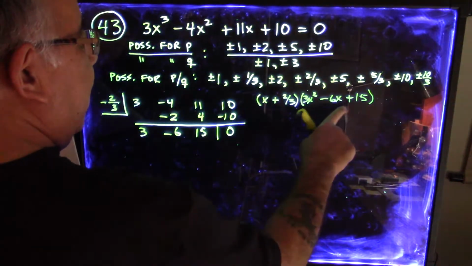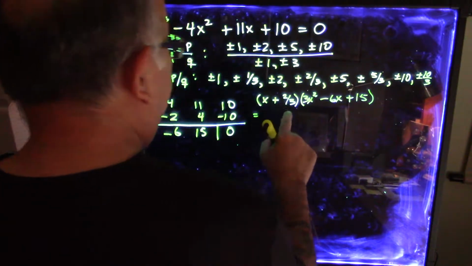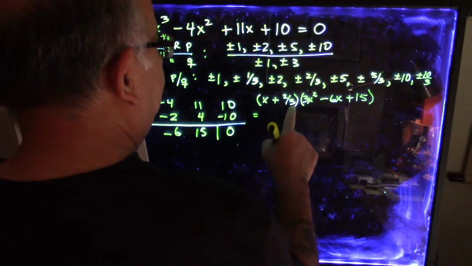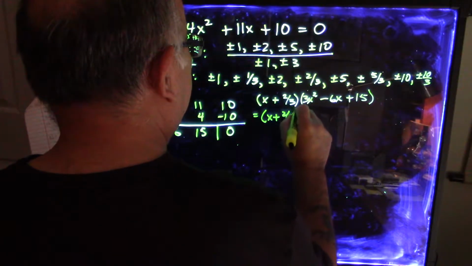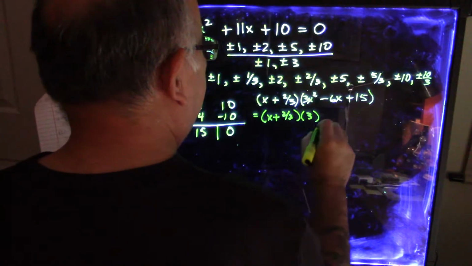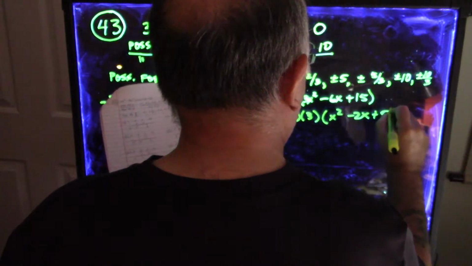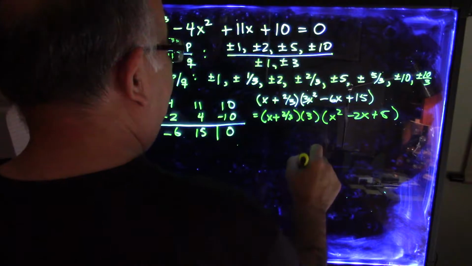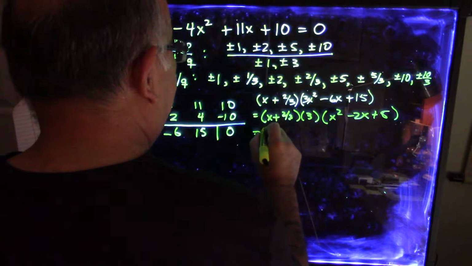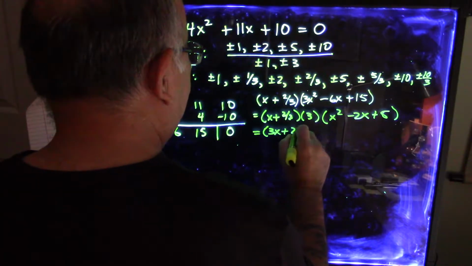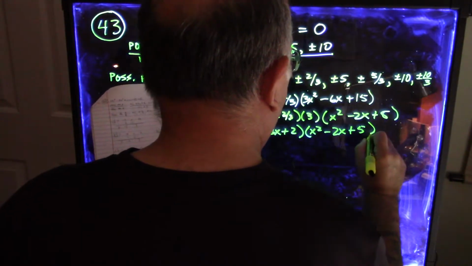Now I can see there's a common factor of 3 in this second polynomial here, so we can move that out and multiply it by this, because that'll clear that fraction when you multiply that by 3. So with x plus 2/3, 3, and then factoring out the 3, you get x squared minus 2x plus 5. So that simplifies that quadratic, which we're going to have to solve in a minute. Multiply that 3 through the first one, you get 3x plus 2. And then x squared minus 2x plus 5.